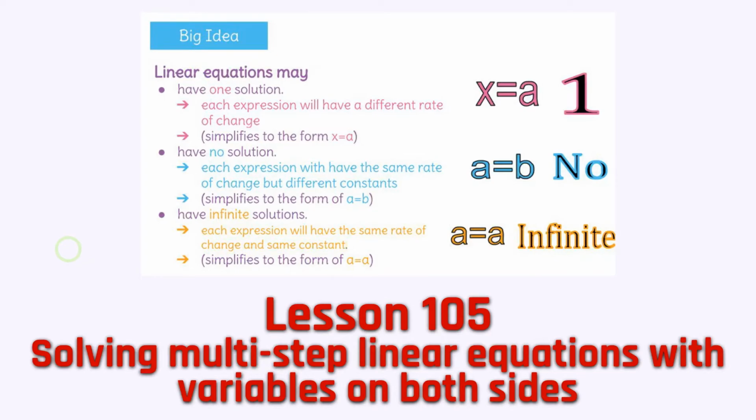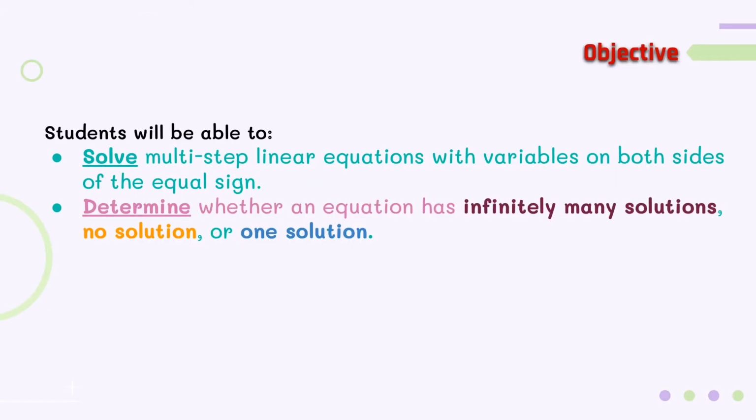I am here to talk about lesson 105, solving multi-step linear equations with variables on both sides. In this lesson, students will be able to solve multi-step linear equations with variables on both sides of the equal sign. They will also be able to determine whether an equation has infinitely many solutions, no solution, or only one solution.